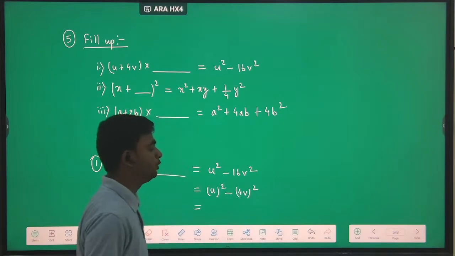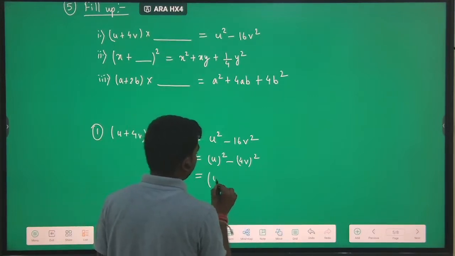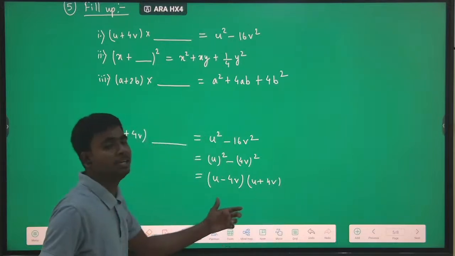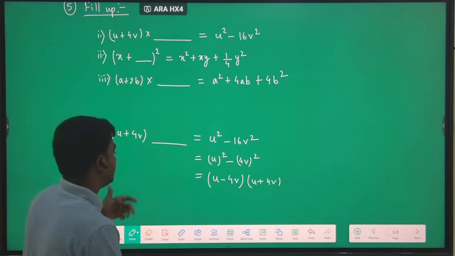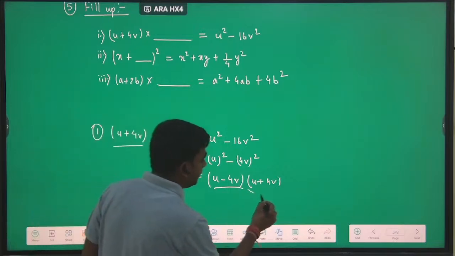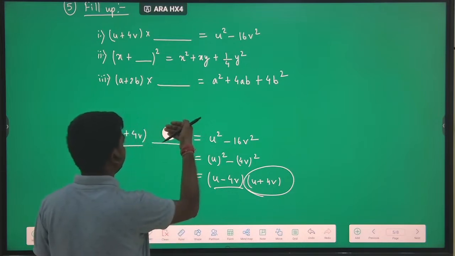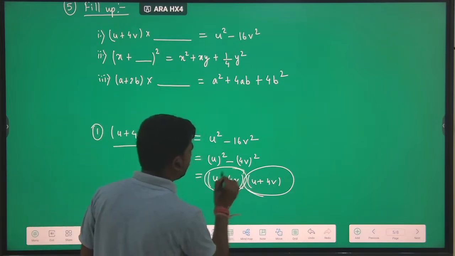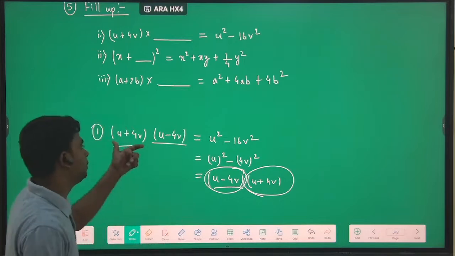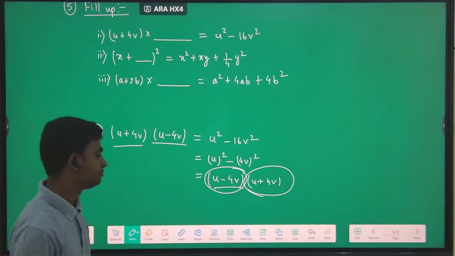So this u square minus 4v square can be written as u minus 4v multiplied with u plus 4v, a minus b multiplied with a plus b. So the first part is given in the question. We have to find out the second part. So we can say that u plus 4v is given in the first part. So our second part will be u minus 4v. So this u plus 4v will be multiplied with u minus 4v and it will give u square minus 16v square. Okay.